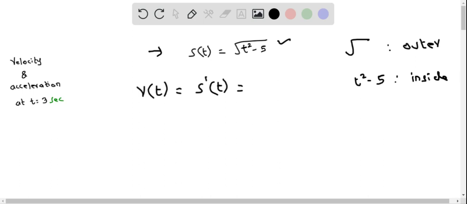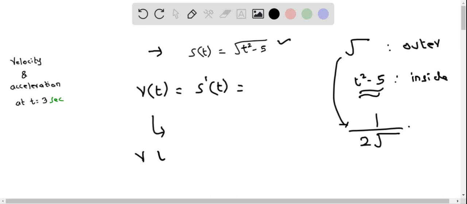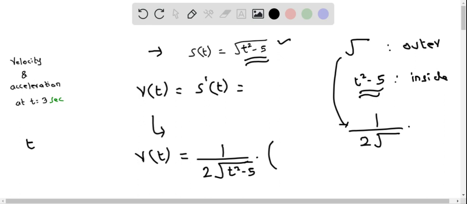So when you apply the chain rule, we first find the derivative of the outer function. Since it is a square root function, its derivative is 1 over 2 times the square root. And then we multiply with the derivative of the inside function. So let's do it over here. v of t equals 1 by 2 times the square root of the inside function, putting the inside part as it is, and then multiplied with the derivative of the inside function, that is t squared minus 5.